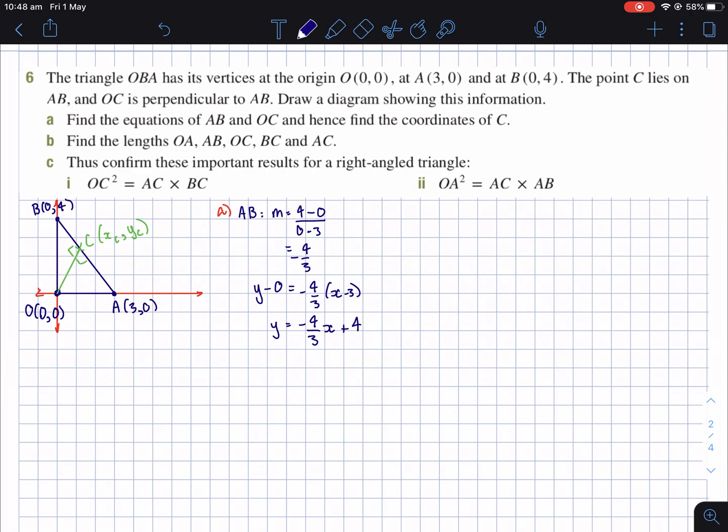Okay, let's find OC. So the gradient here is yc take 0 over xc take 0, which is yc over xc. And I'm going to use the point 0, 0. y take 0 equals the gradient yc over xc times x take 0. So y equals yc over xc times x.